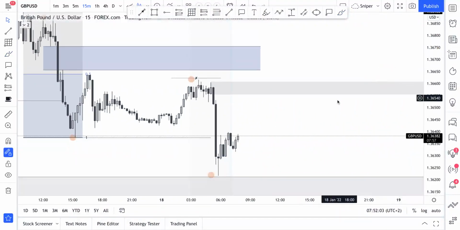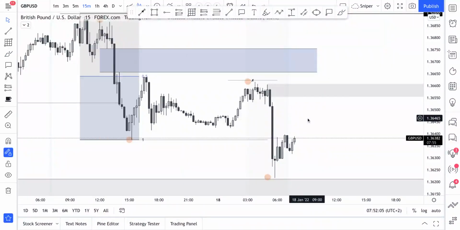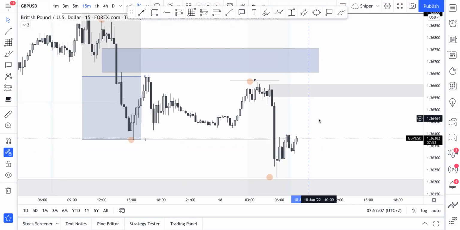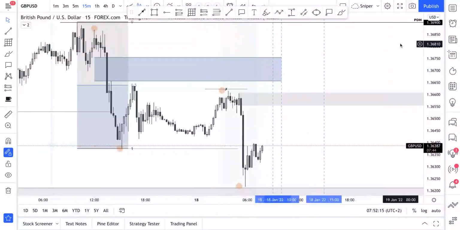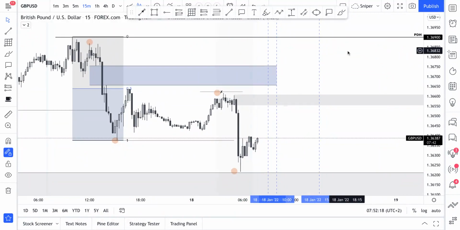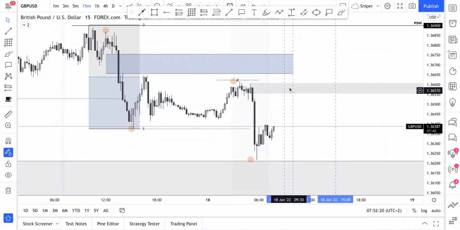Currently looking at timing. Where is our Frankfurt open, and then we have London open, and then obviously around 2:30 to 3 o'clock we have the New York open. So what is the expectation? Obviously, as I've said, price to make a pullback to one of these levels and then move down lower.